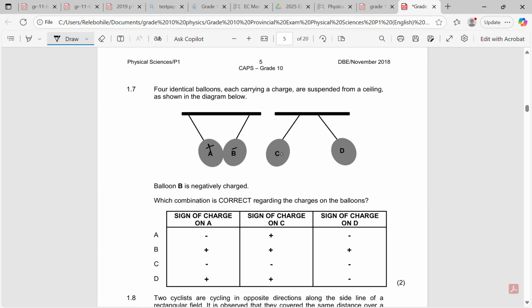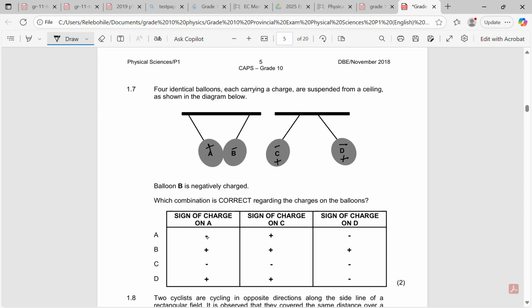Then when we come to this side, we see that C and D are repelling because this one is separated from this one. So it means C may be negative as well as D, or they may both be positive. We don't know which option is going to work, but when we look at our options here, we are going to check which ones, especially with reference to A, will work for us. We just want C and D to have the same charges so that they can repel, and then these ones will have opposite charges.